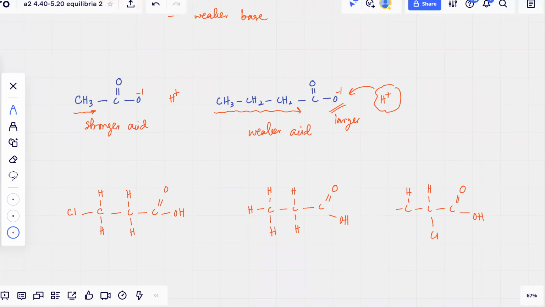Now tell me, which one do you think is the weakest acid, and which one is the strongest acid? Which one has an electron donating effect or withdrawing effect? What does the Cl do? The Cl is the only thing that's new, otherwise they have the same number of carbon atoms. So what does the Cl do? Electron withdrawing or donating effect?